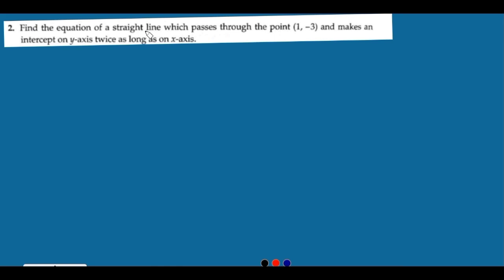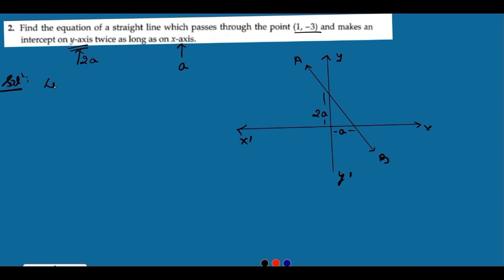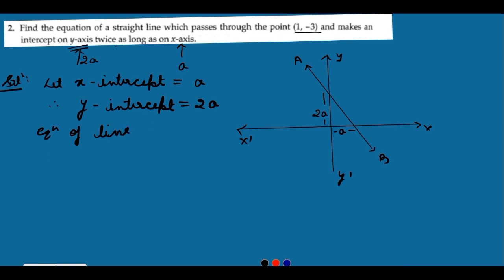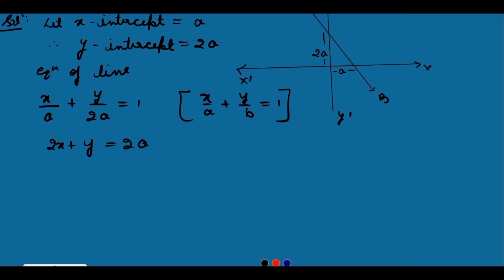Question number 2. Find the equation of a straight line which passes through the point (1, -3) and makes intercept on y-axis twice as long as on x-axis. It means if intercept on x-axis is a, then intercept on y-axis is 2a, because the given y-intercept is twice as long as on x-axis. Therefore, the equation of line by intercept form will be x upon a plus y upon b is equal to 1, so 2x plus y is equal to 2a.